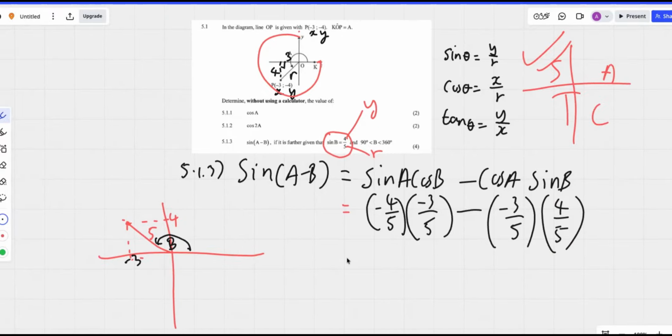Okay, so now we're going to multiply this out. Here we'll have a positive 12 over 25, and here we will have plus 12 over 25 again. Negative times a positive will give us a positive. 3 times 4 gives us 12, times 5 equals 25, and we're left with 24 over 25. We have a common denominator, so we can just add the numerators.